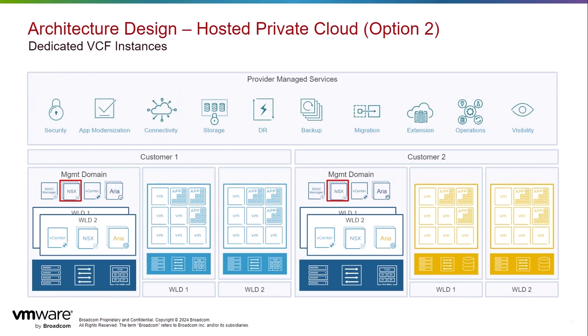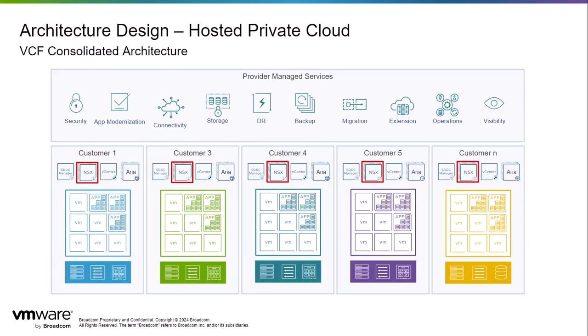This diagram shows the hosted private cloud model option 2. This is essentially VCF as a service, where each customer has their own dedicated VCF instance with their own management domain. The NSX managers are located in a separate management domain as opposed to a single shared management domain. This diagram shows the hosted private cloud model option 3. This design is consolidated where the management components are installed on the customer's workload domain cluster. This can be used when smaller deployments are required, such as a customer that only needs 4 or 5 nodes.